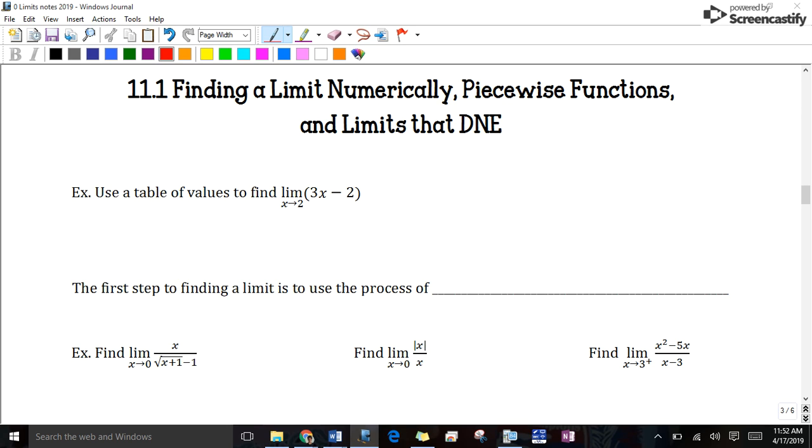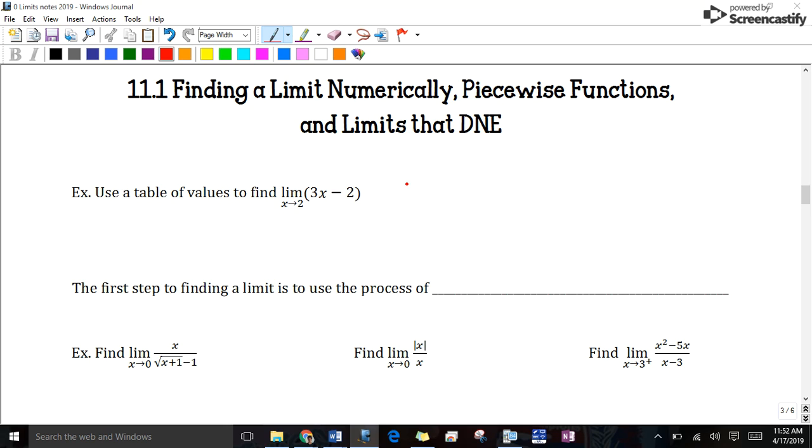All right, so in this next section, I'm just going to get through finding a limit numerically in this video. This is more of the approach of what happens when you don't have a graph. Okay? So how can we approach these numerically? So our first step in the process is to use a table of values to find the limit of a function.